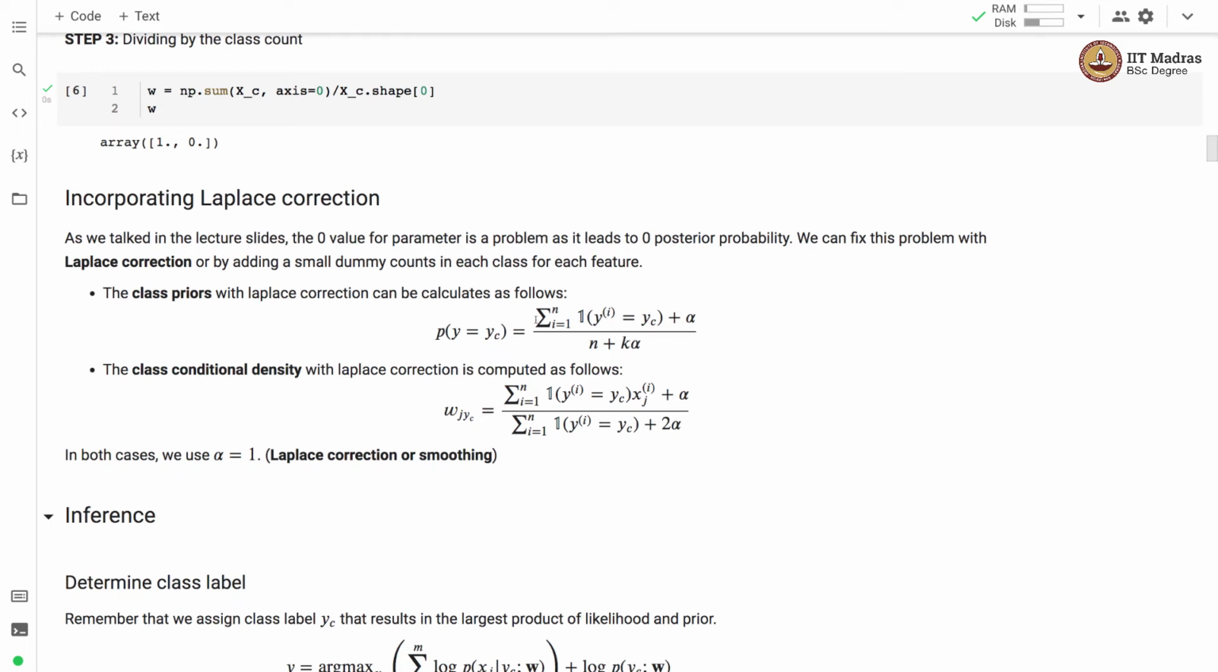So what we have done is we have retained the original formula, but in the numerator we have added alpha, and in the denominator we have added k times alpha, because there are k classes and for each class we have added alpha. So in order to compensate that, we have added k alpha in the denominator. We do the same thing with the class conditional density. We add alpha in the numerator and 2 alpha in the denominator. And why 2 alpha? Because there are 2 values, 0 and 1. So each feature is binary in nature. That's why we add 2 alpha in the denominator. And remember, because we are using Laplace correction or smoothing, the value of alpha is equal to 1.